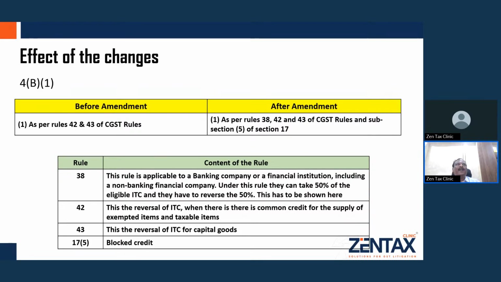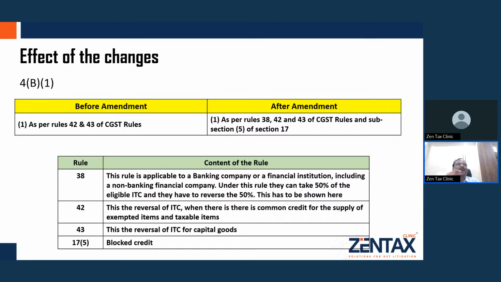Then reversal for capital goods. 42 and 43 are similar. 42 applies for inputs, whereas 43 applies for capital goods. Whenever capital goods are used for making exempted goods and also taxable goods, for example, milk is the exempted good. You purchase a machine which can be used for milk and for making ice creams. So there should be a proportionate eligibility for ITC for capital goods. What amount do you have to give, the eligible amount? No, you have to give the ineligible portion. The ineligible portion has to be given in 4B1.